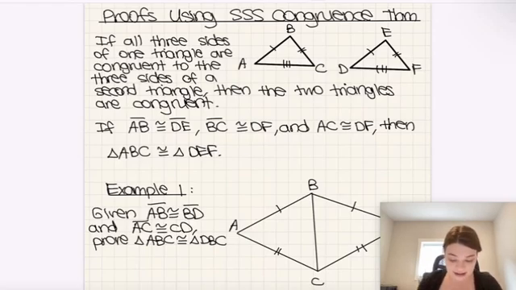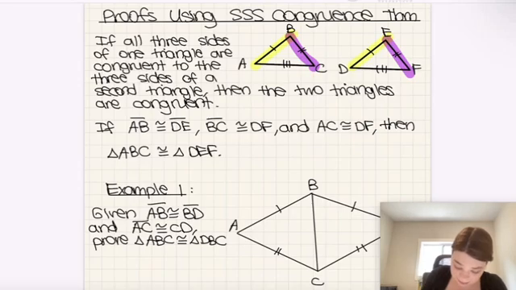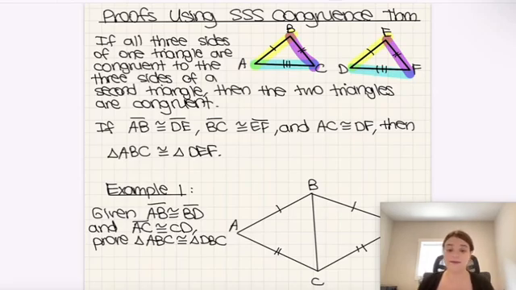Or in math terms, for example, if AB and DE are congruent, so these two are congruent, and BC and DF are congruent, so these two are congruent. Or sorry, I think this should say BC and EF. It says DF for some reason. This should be EF, my apologies. And then AC and DF are congruent, so these two here are congruent. Then that means that overall the triangles are congruent, that ABC is congruent to DEF.